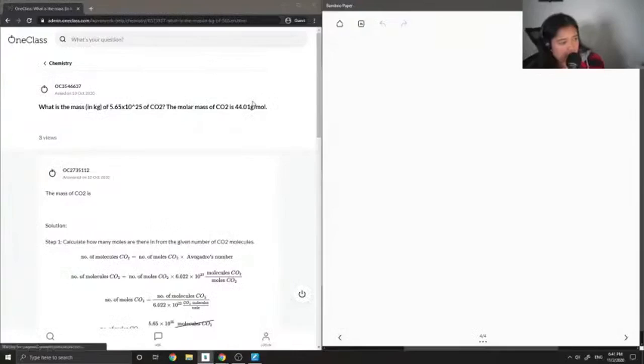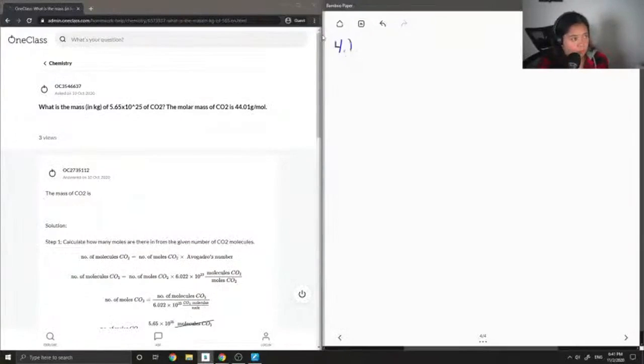So now we can move on to question number 4. What is the mass in kilograms of 5.65 times 10 to the 25? I'm guessing particles or molecules of carbon dioxide. The molar mass of carbon dioxide is 44.01 grams per mole.